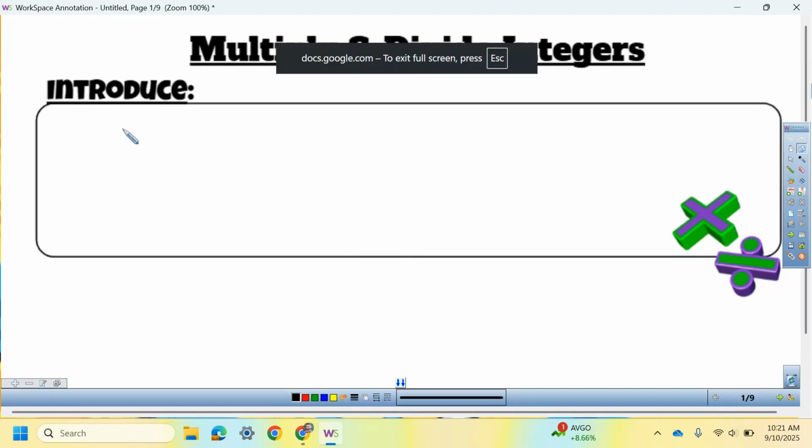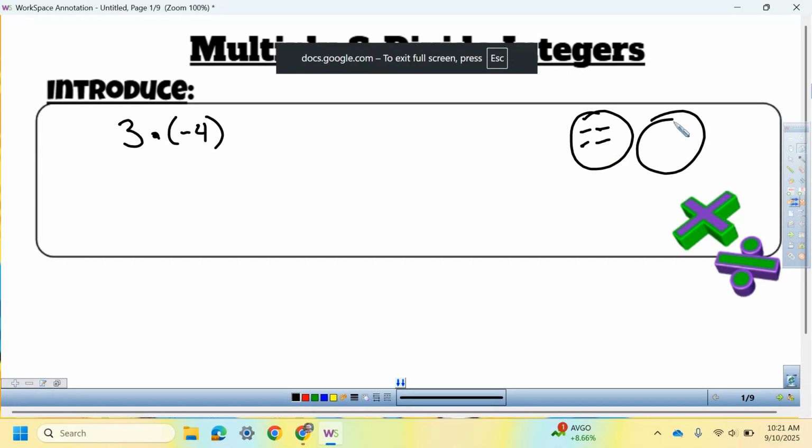If we have a problem that said I have 3 groups of -4, I'm going to move over here. Let's see what that looks like. Here is one group of 4 negatives. Here is another group of 4 negatives, and one more group of 4 negatives. So the idea of multiplication is still the same thing. It's just repeated addition. So how many negatives do I have here? Well, that's right. That would give me 12 negatives. So if I have 3 groups of 4 bad guys, yeah, that would give me 12 bad guys.